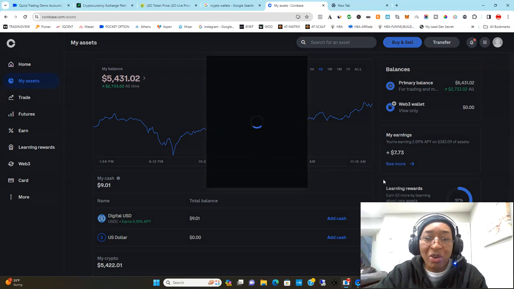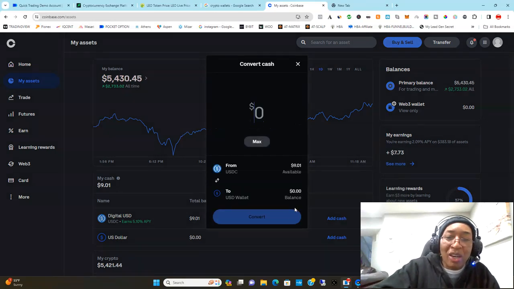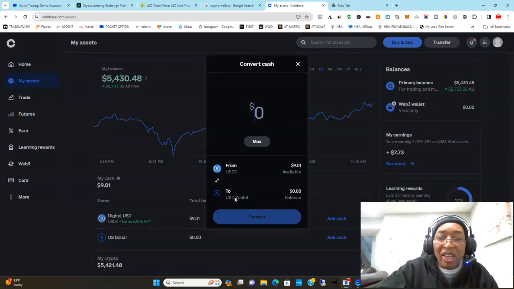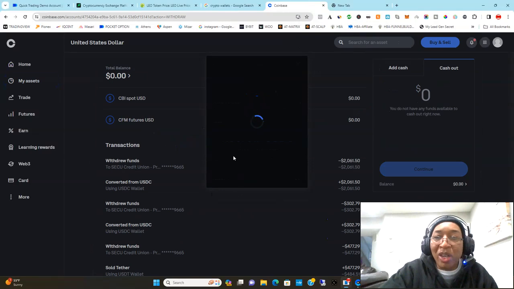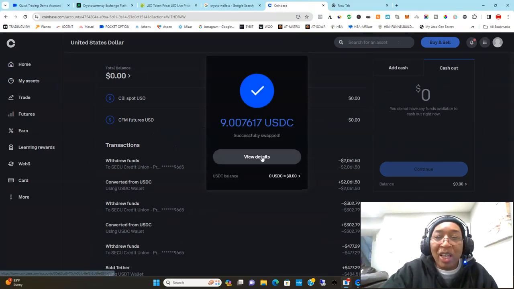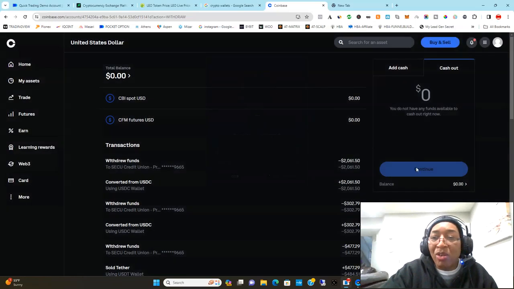Okay, so that 9.01 is going to be converted into US dollar, and you're going to say US dollar from USDC to USD wallet. So you're converting the whole amount and place order. So you're going to see that it's going to shift to the US dollar, and you can see now here we have $9, and then you can cash that out if you like. So now we have $9 that we can cash out. So continue. You can say cash out $9.